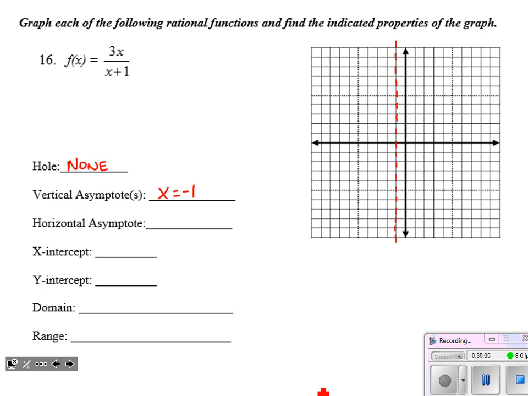The horizontal asymptote, that's the big X test. Well, look at this function. The degree of the numerator is 1. The degree of the denominator is also 1, so there is no takeover there. So I look at that 3x and that x. What's leading the numerator? What's leading the denominator?